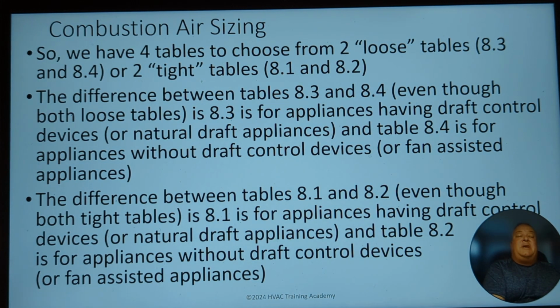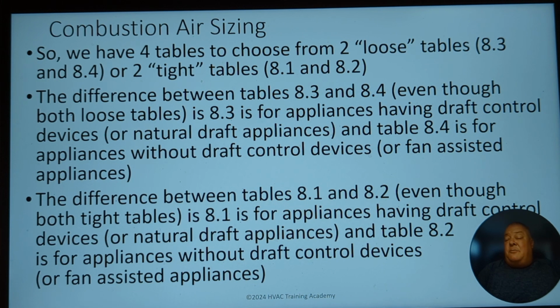So now we have two tables. We have four tables to choose from overall: 8.1, 8.2, 8.3, 8.4. And two of those are tight tables, table 8.1 and 8.2. The difference between tables 8.3 and 8.4, even though they're both loose tables: 8.3 is for appliances that have draft control devices, or if you want to look at it this way, natural draft appliances. Table 8.4 is for appliances without draft control devices, or what we call fan-assisted appliances, that are going to be in loose houses.